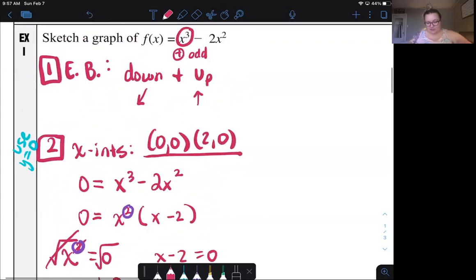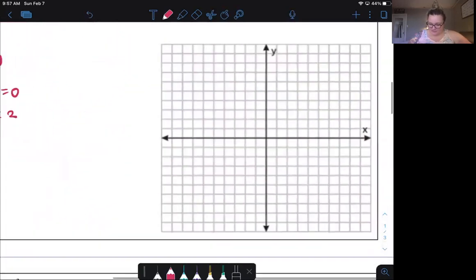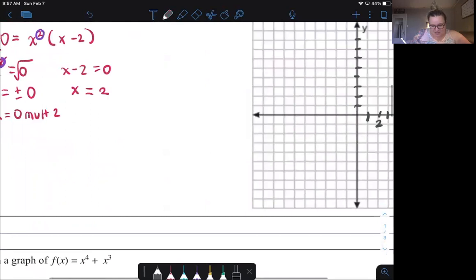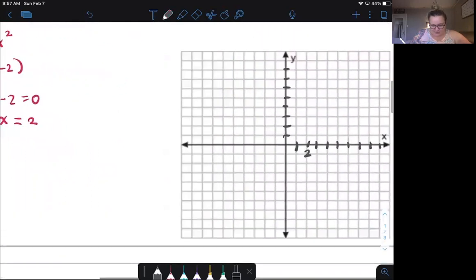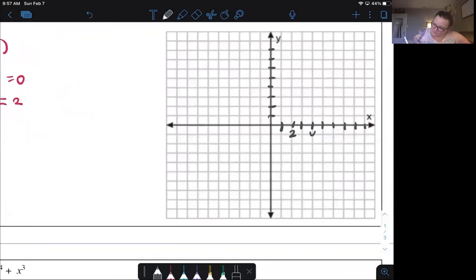So why don't we go ahead and graph those? So let me get this graph labeled. Remember, you need dashes on every single line, and then every other line needs to be numbered so we know what your scale is. So on my x-axis, I'm going to count by, I guess I'll count by ones, that's fine. We could count by halves and just stretch it out a little bit, but this will be fine.